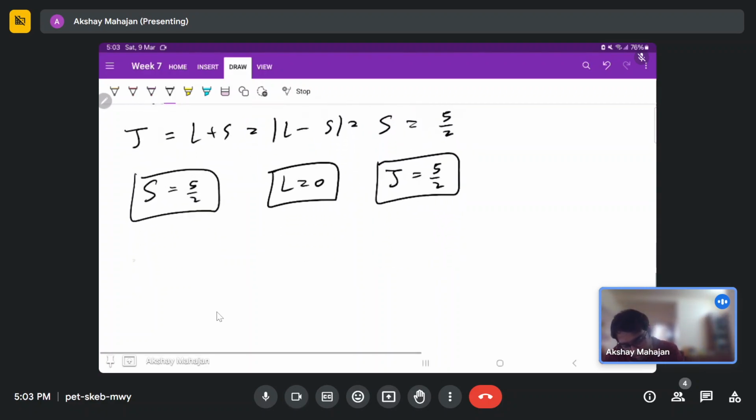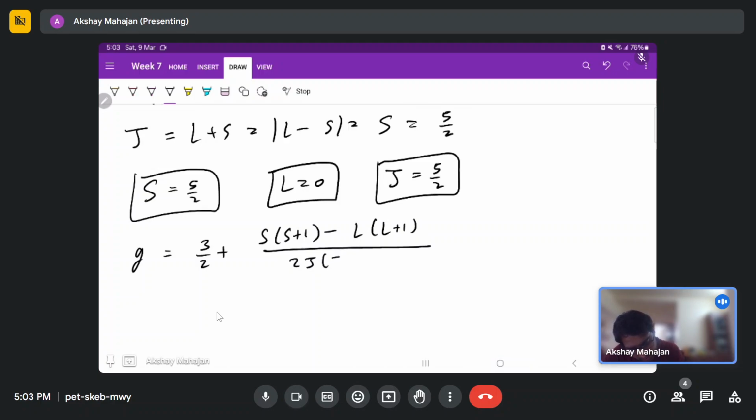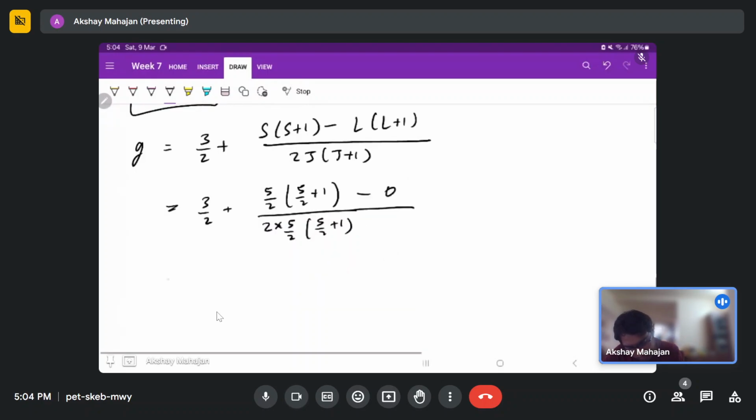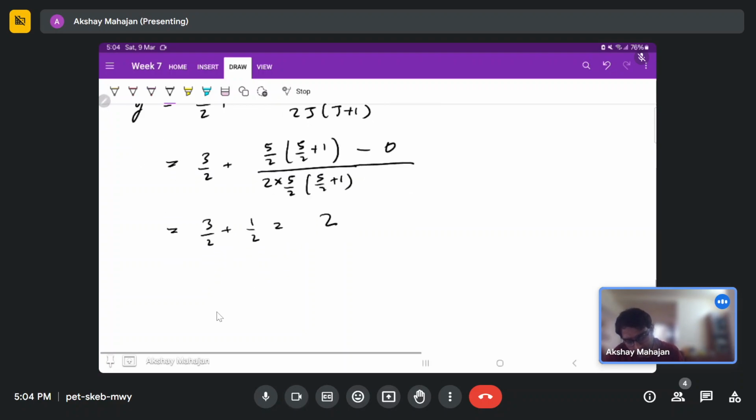Alright. First we need to find the g, and we know the formula: 3 by 2 plus S into S plus 1 minus L into L plus 1 divided by 2J into J plus 1. Just put in the values: 5 by 2 times 5 by 2 plus 1. Now L is 0, so there will be nothing there, and we have the same 5 by 2 and 5 by 2 plus 1 in the denominator. These cancel out, so what we have is 3 by 2 plus half, which is equal to 2. So g is equal to 2. We got the value of g.